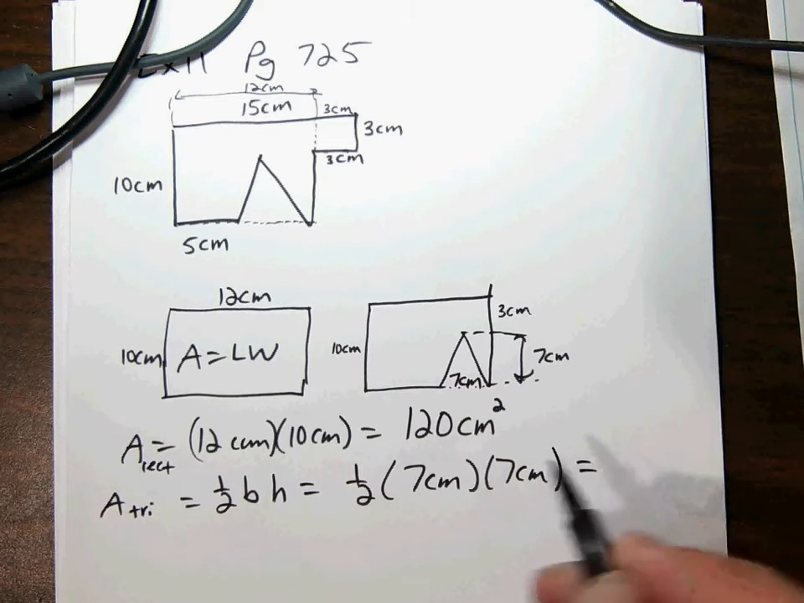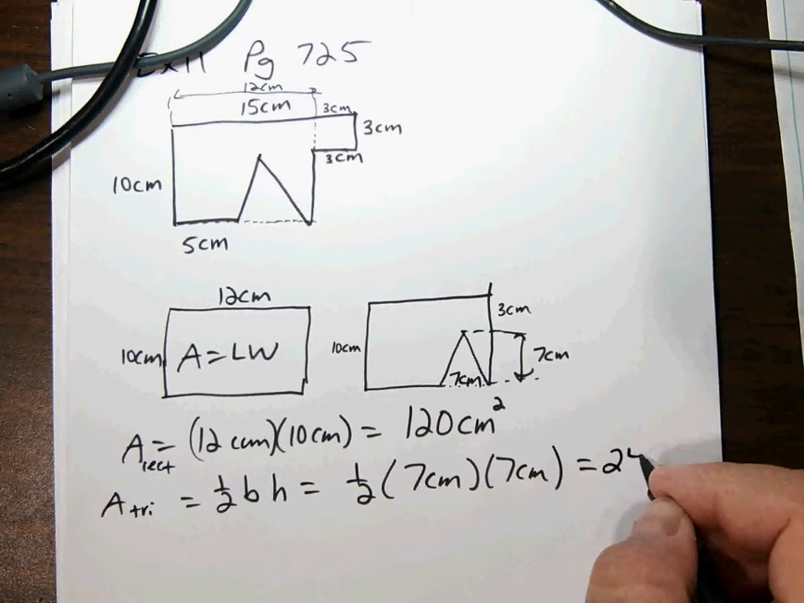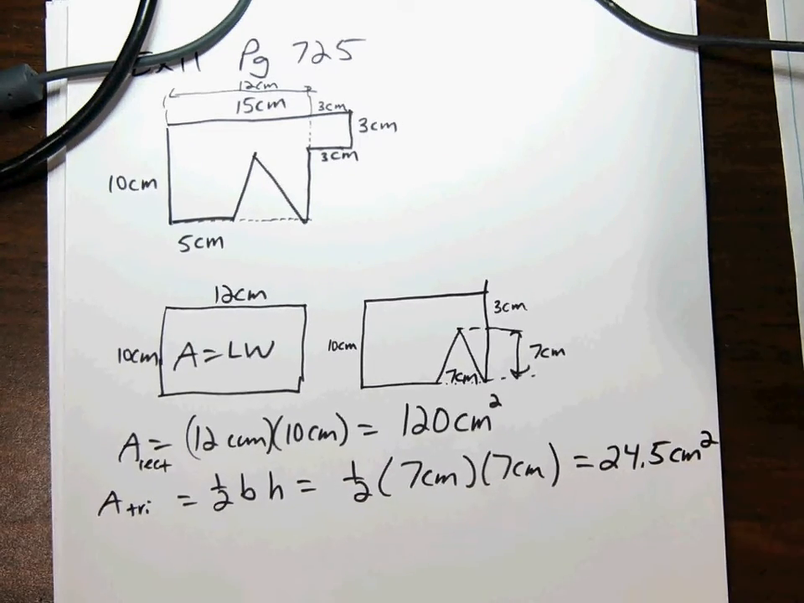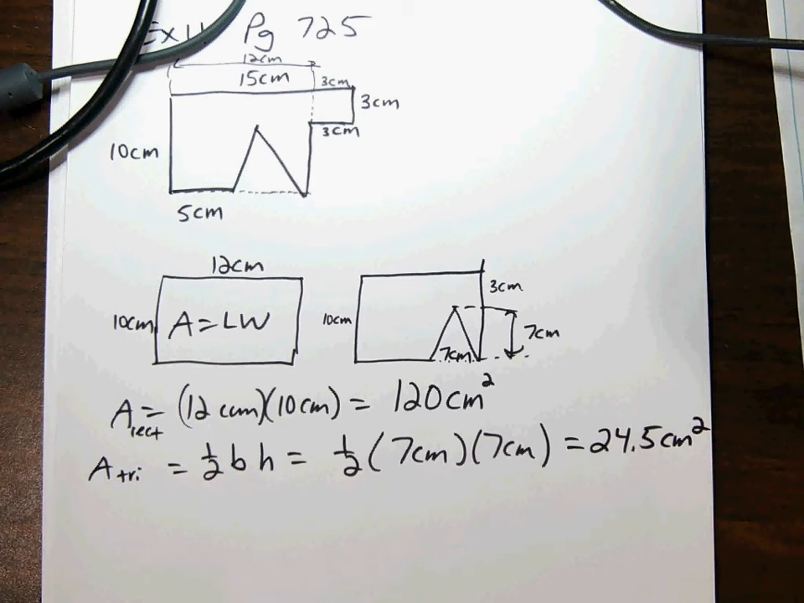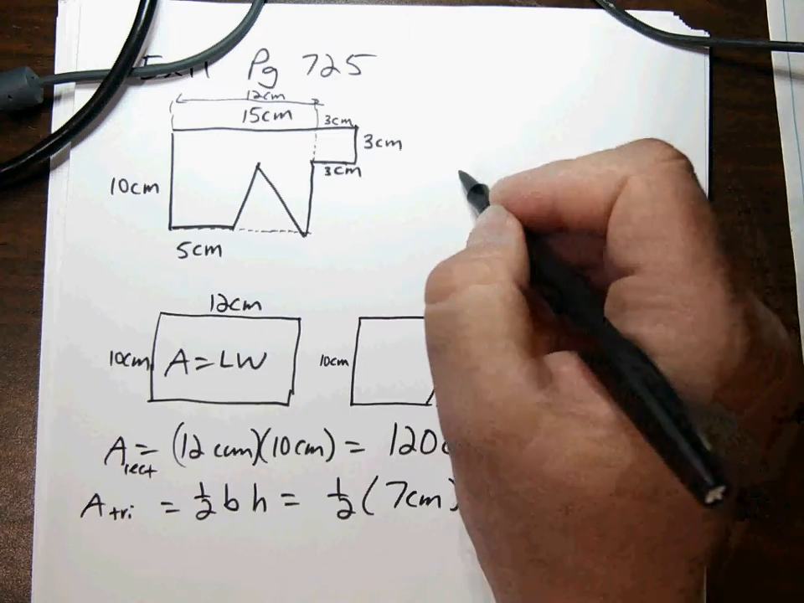Okay, so it's not going to be a perfectly nice number, but nothing we can't handle. 7 times 7 is 49. Then we're going to divide by 2, 24.5 square centimeters. Alright, so I need to subtract that away from the rectangular piece. Okay, which I'll do in a minute. But I got one more thing I need to find, and that's the area of this little square here.